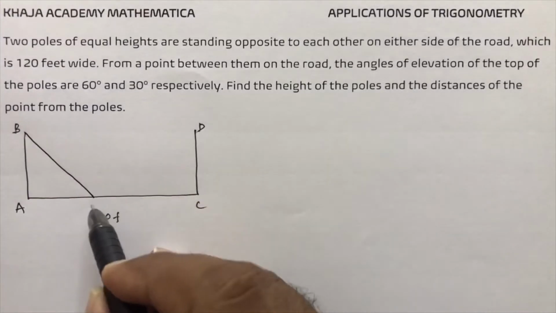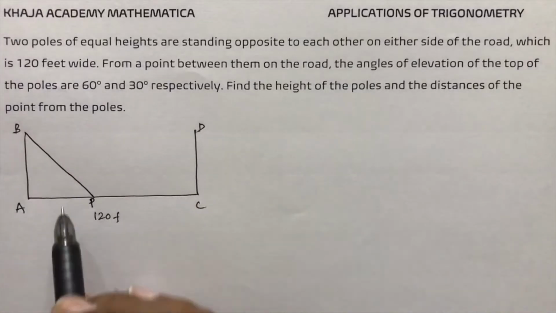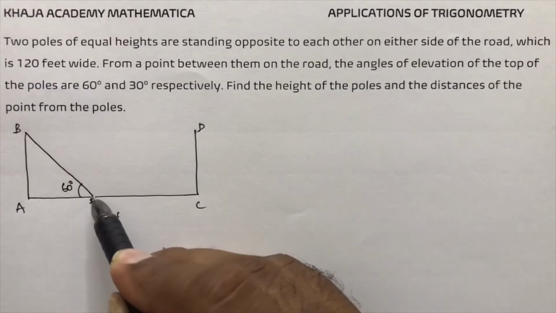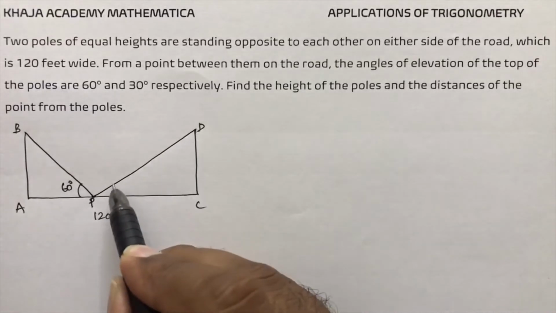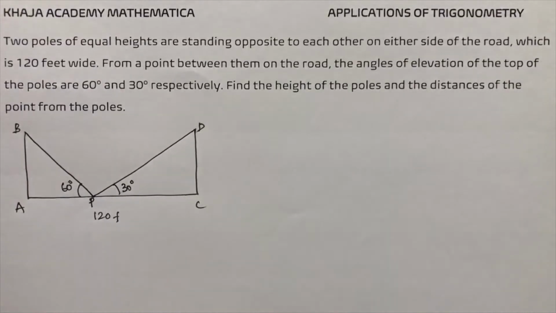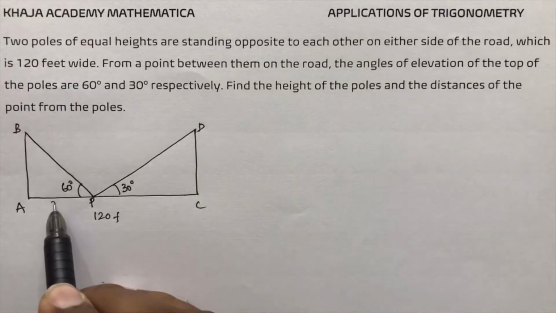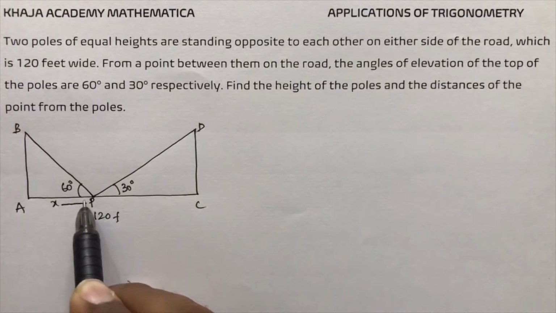So I'll take a point here, from where the angle of elevation of the top of the pole is 60 degrees, and from here another one is at 30 degrees. Okay, so total is 120. So this AP I'll consider it as x.